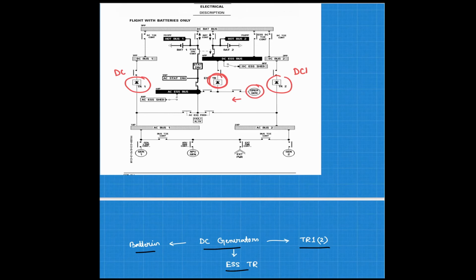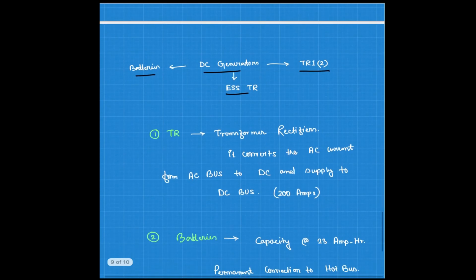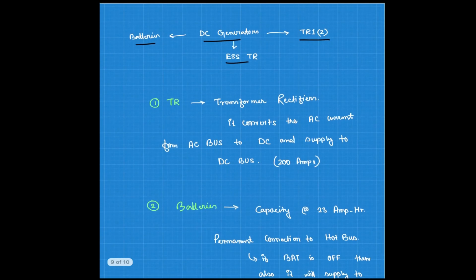Okay, so the emergency generator basically supplies the AC current, as I said earlier. When it supplies the AC current, the essential TR comes in and supplies the DC essential bus, and it is itself directly supplied to the AC essential bus when both the systems fail. Okay, everything has failed, then only the essential and emergency generator come in.